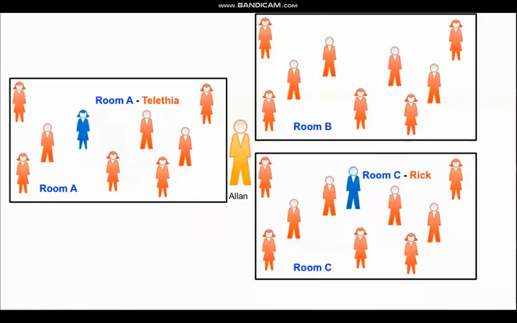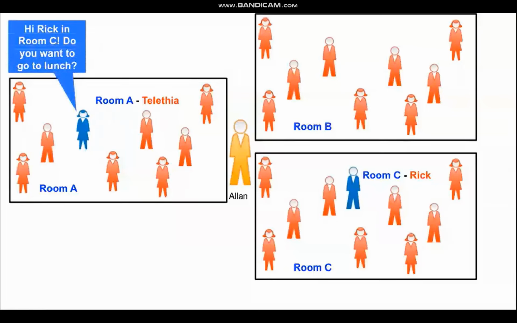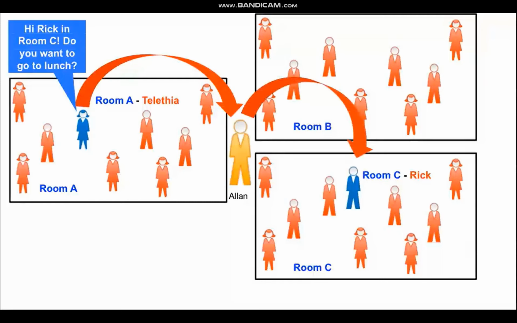Sometimes we need to communicate with devices that are on a different network. In this analogy, Talithia wants to ask Rick to go to lunch. However, Rick is in a different room. She gives this message to Alan, who is adjacent to both rooms, so he can relay the message to Rick.